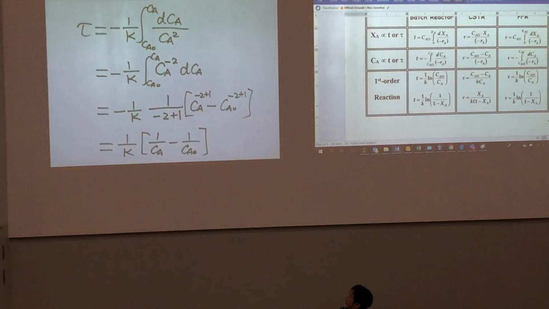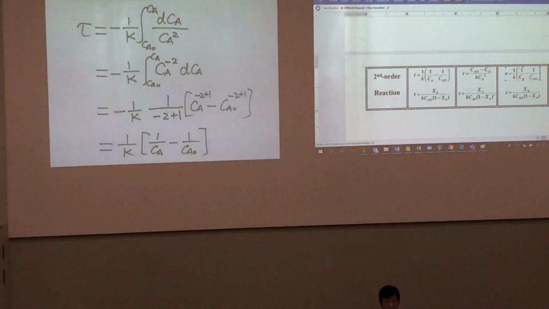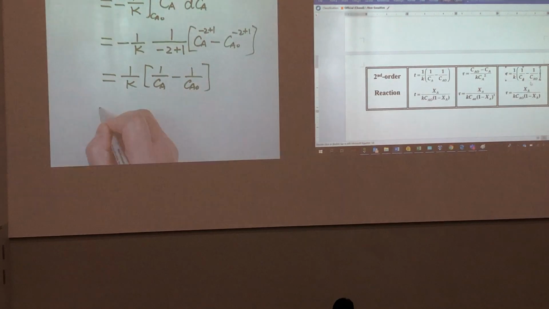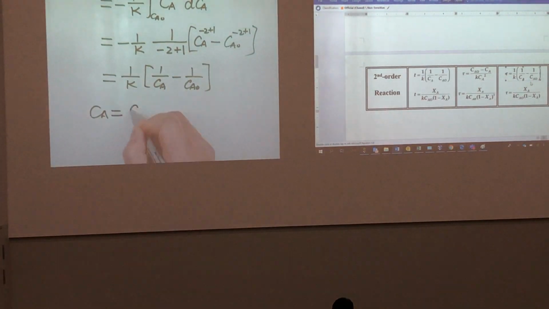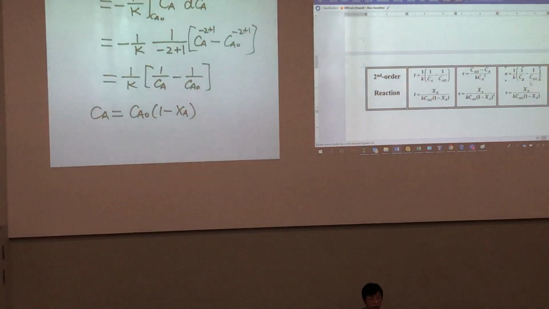Any questions? So you see what we have for second order is here. So this is what we derived. One more thing for everybody you should know well is CA equals to CAO (1 minus XA). This one you have to memorize. So means if you know the conversion, how to find the final concentration from this. So this is how to derive.